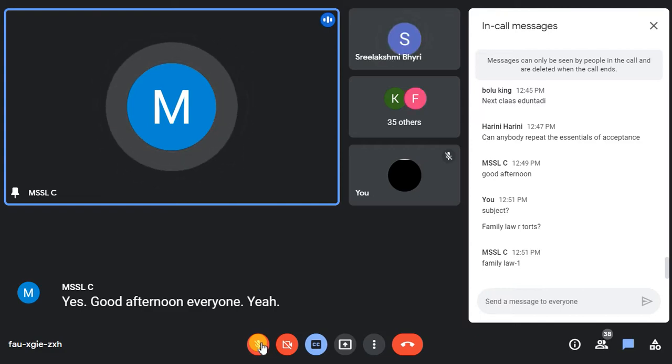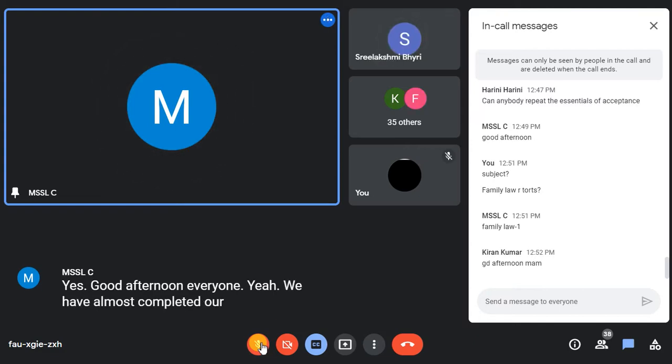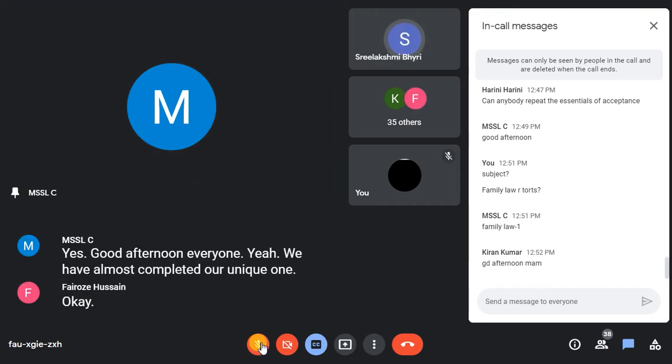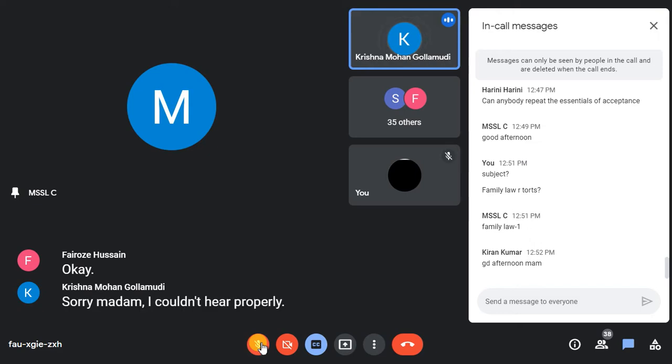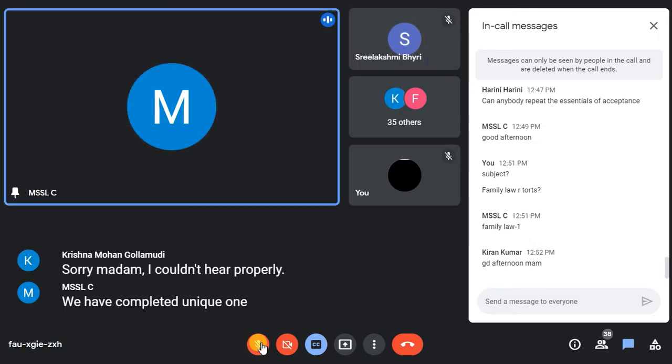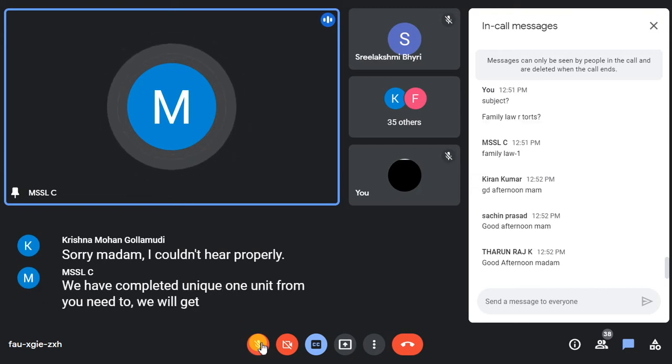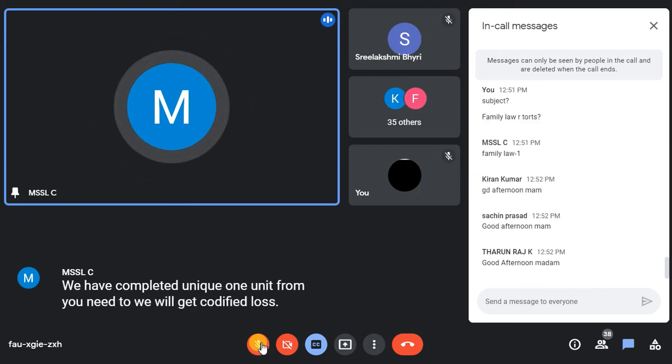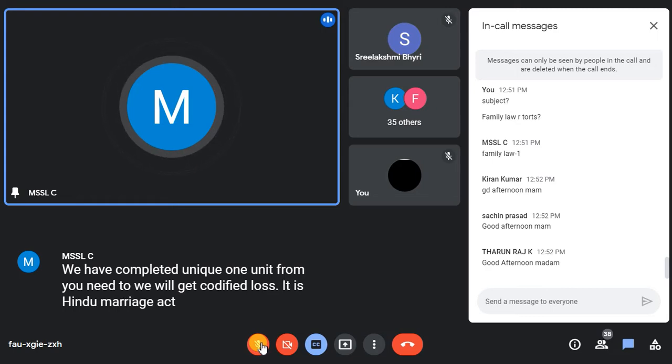We have almost completed our unit 1. We have completed unit 1. From unit 2, we will get codified laws. That is the Hindu Marriage Act. We will start from unit 2.